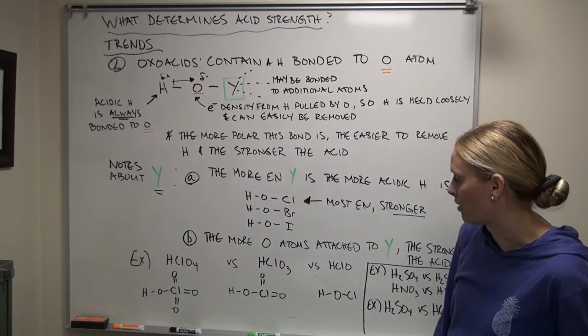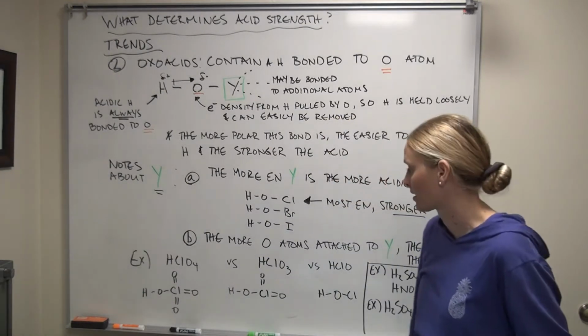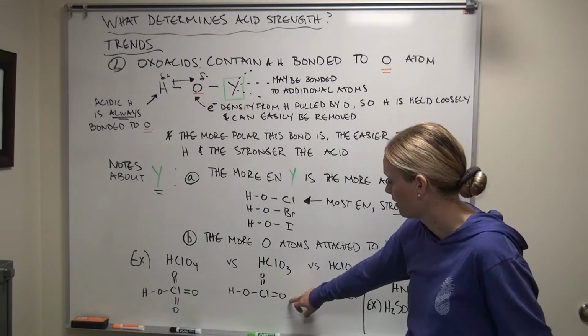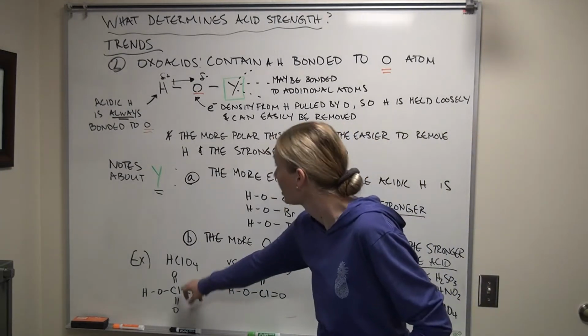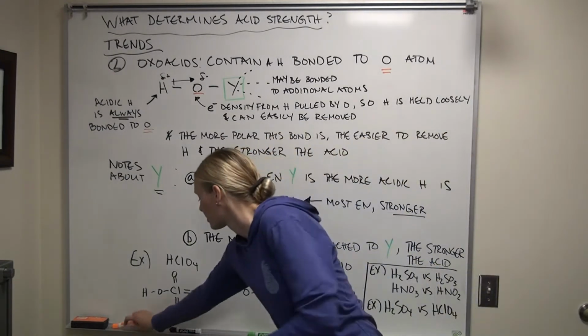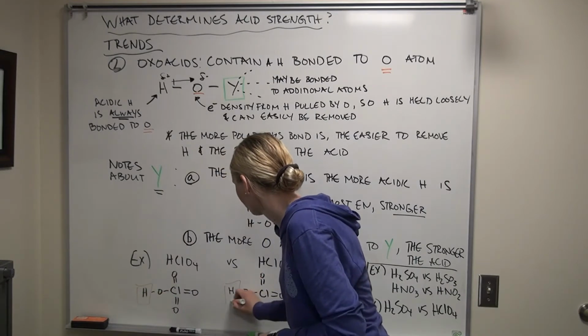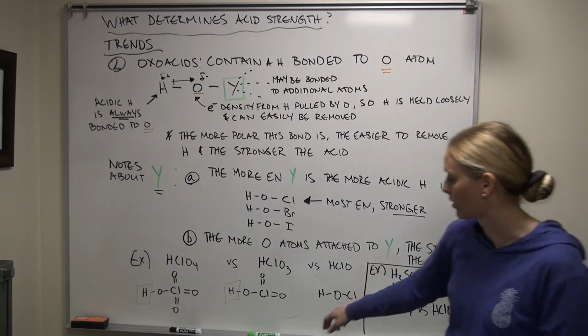All right, so if we compare HClO4 and HClO3, these are the structural diagrams of the molecules. So this is perchloric acid. We know that to be a strong acid by definition. And HClO3 has just 3 oxygens bound to it. So the Cl is the Y in our example up here, and this is the acidic hydrogen. The more oxygen atoms attached to Y, the stronger it is.